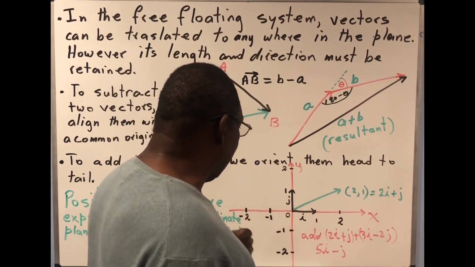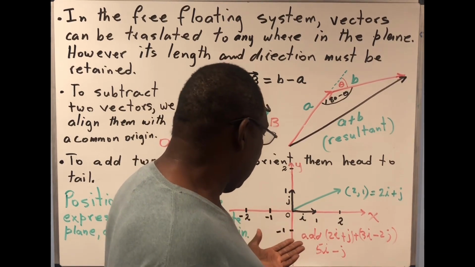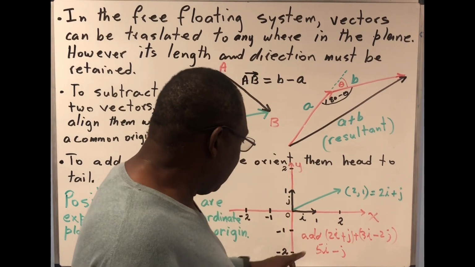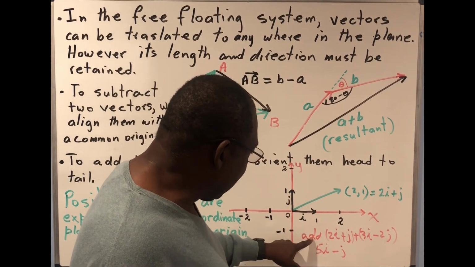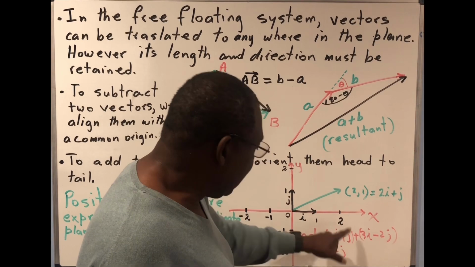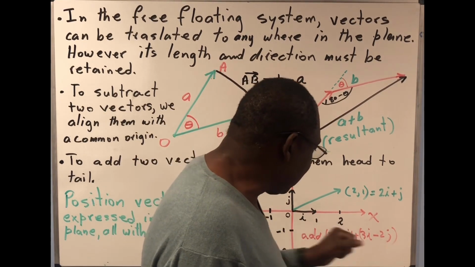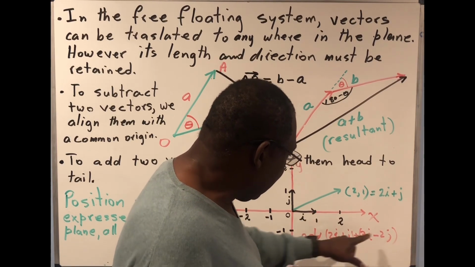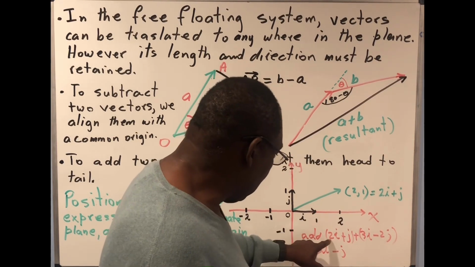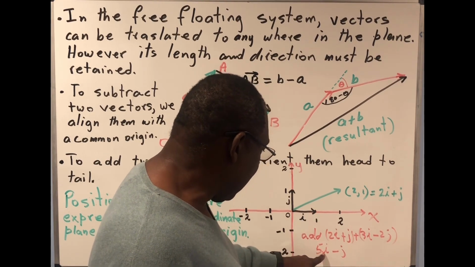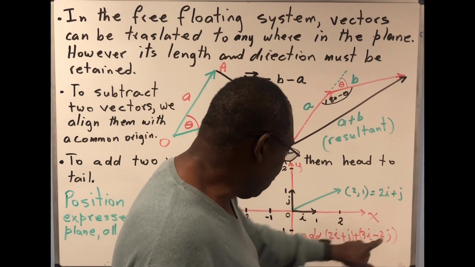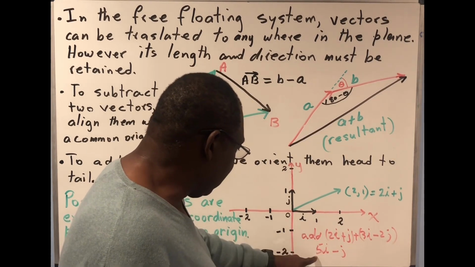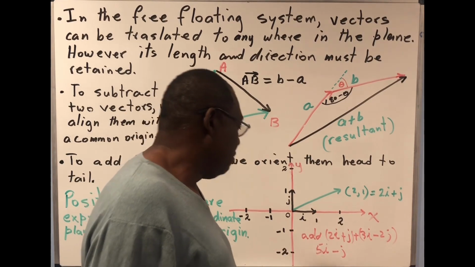To add or subtract vectors in the coordinate plane, we simply perform the operation on coordinates. So for example, if we are adding 2i plus j and 3i minus 2j, we simply add the coefficients of i and the coefficients of j. So 2 plus 3 will give me 5i, and 1 subtract 2 will give me negative 1. So that's negative j. And my answer would be 5i minus j.